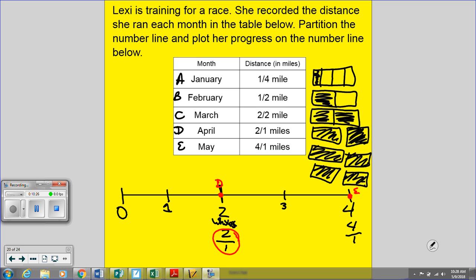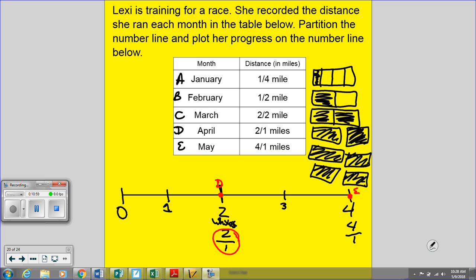Sam, quit messing with your hand. It's going to be this long. Grace, where's it going to go? In between 0 and 1. It is not going to go in between 0 and 1. McKenna, where is it going to go? On 3. It's going to go on the 3. Is 2 halves equal to 3 wholes? So it's not going to go on the 3. Brian, where's it going to go? On the 1. Is 2 halves equal to 1 whole? Yes.